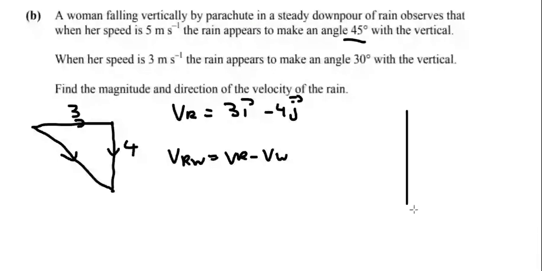So if we were to do this like so, where the rain is coming in right to left, so positive i value, negative j value, okay? So that means that it's going to be coming in to the woman at a certain angle, okay? So here's what we're going to do next. We're going to do the velocity of the rain relative to the woman. So the velocity of rain is 3i minus 4j.